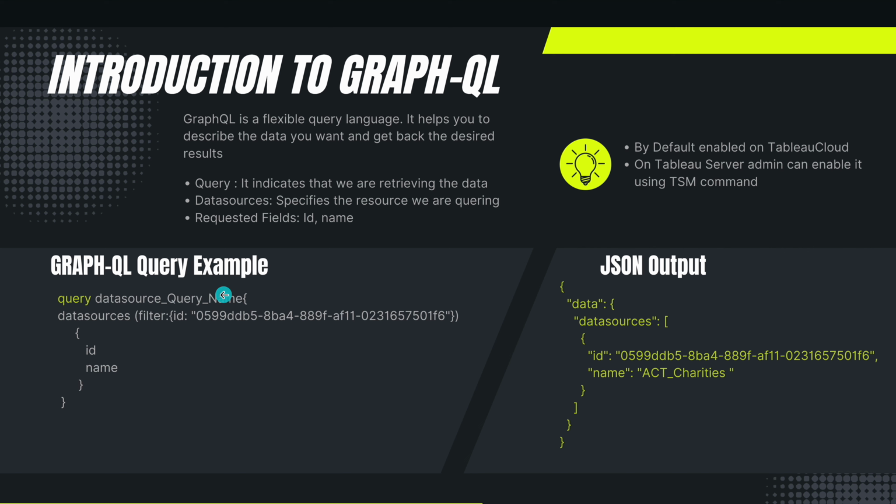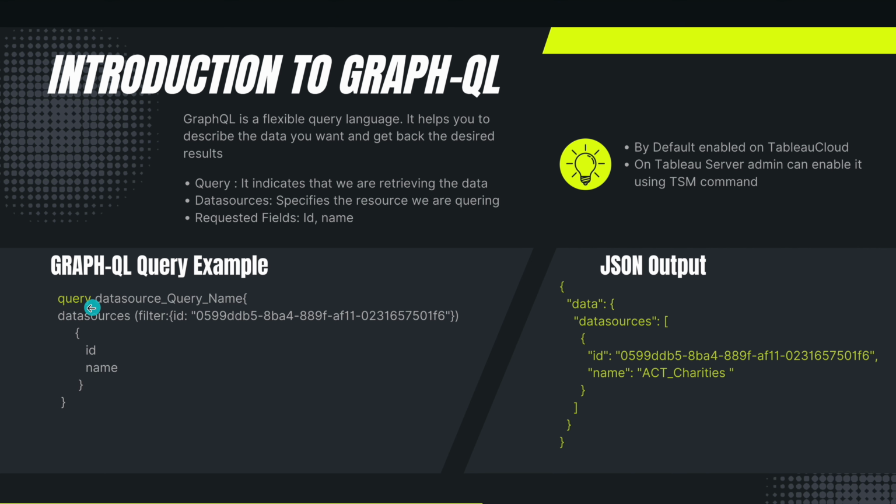And then we have a query name, so you can give any sort of query name. So if you are extracting data sources, you can say data source query name. Or if you are trying to extract the information of the fields, you just simply type in fields. And then below that, this is the data source. It basically specifies the resource which we are querying.